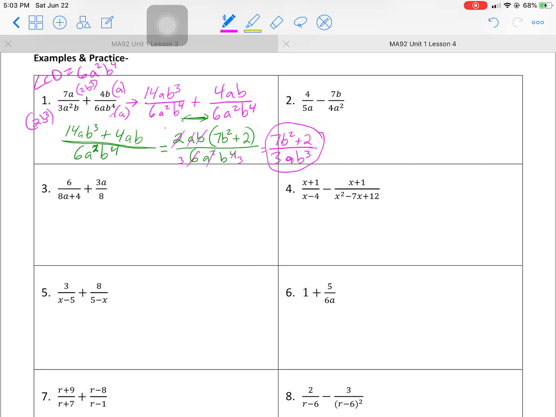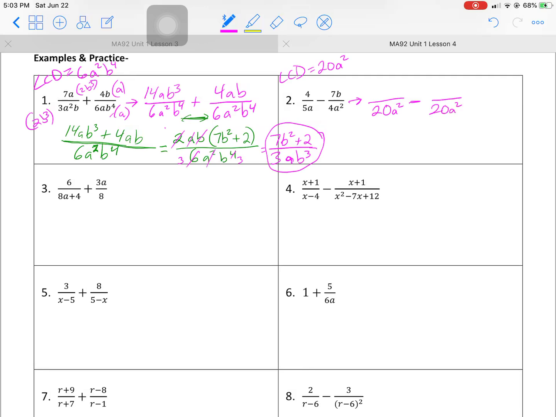All right, next one, step 1, LCD. LCD of 5A and 2A squared. Well, 5 and 4 have no factors in common, so you have to multiply them together to get the numerical coefficient. And then one of them has an A, and the other one has an A squared. So we're definitely using the A squared. That's my LCD. So I'm going to need to convert the first fraction to having that on the bottom. And, oops, it's a negative. And that on the bottom.